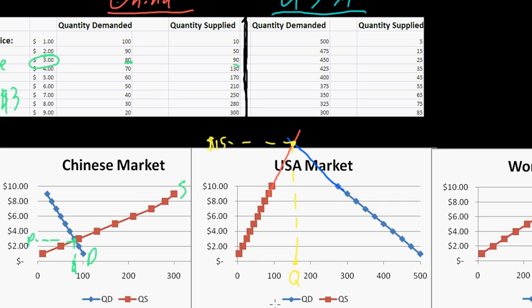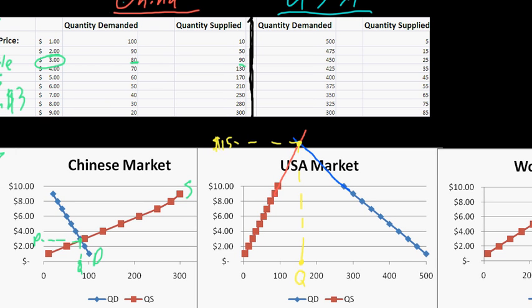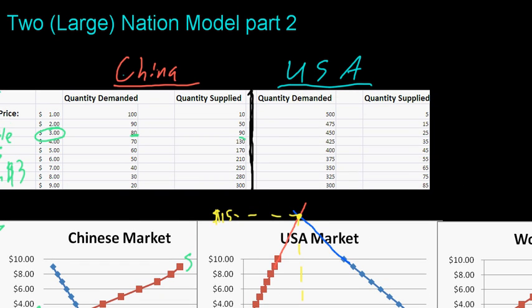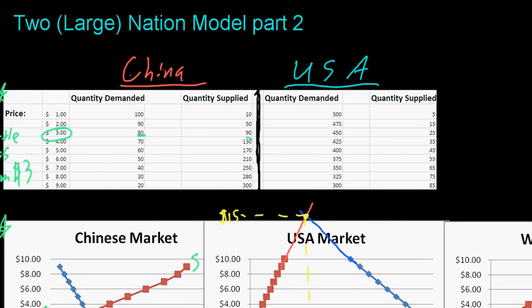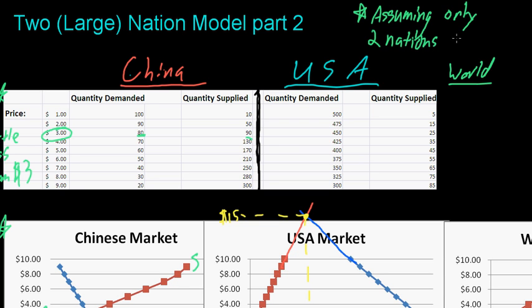But the part that I wanted to do out here for you guys is construct the world supply and demand curves using just the Chinese and the American demand curves, because I think the intuition is kind of lost when I just do that copy and paste in Excel. So for the world then, remember, in this model, we're assuming there are only two nations in the world.